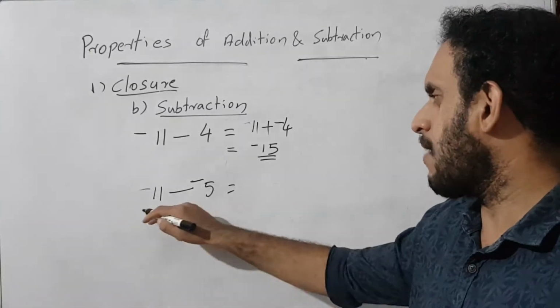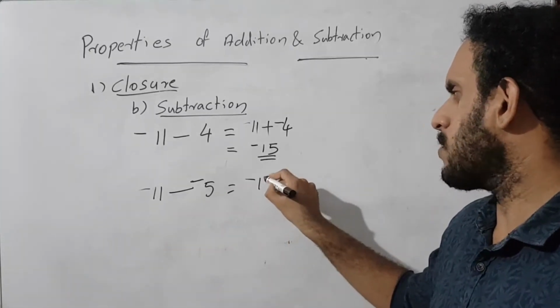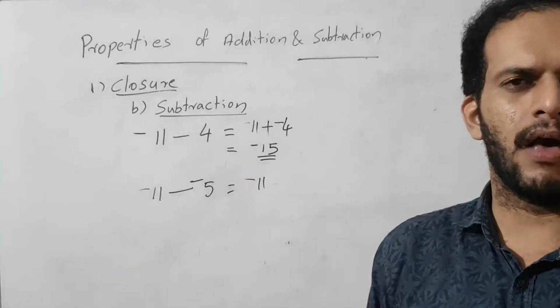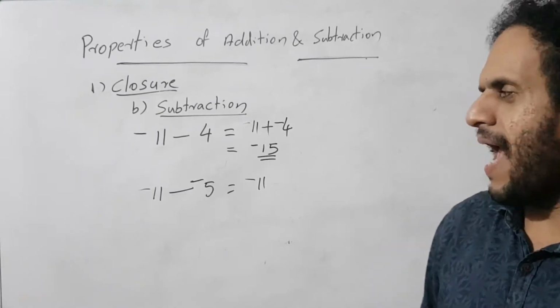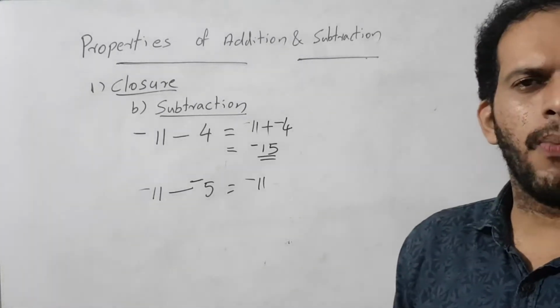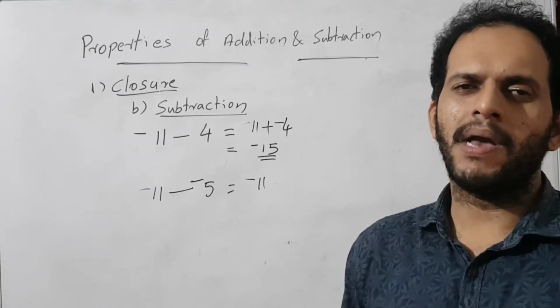We want to subtract minus 5 from minus 11. So what is the rule? We add the additive inverse of minus 5 to minus 11.